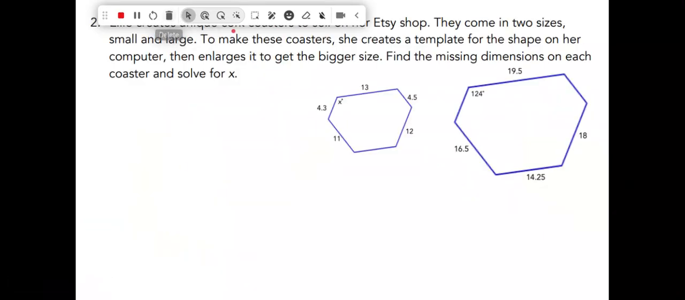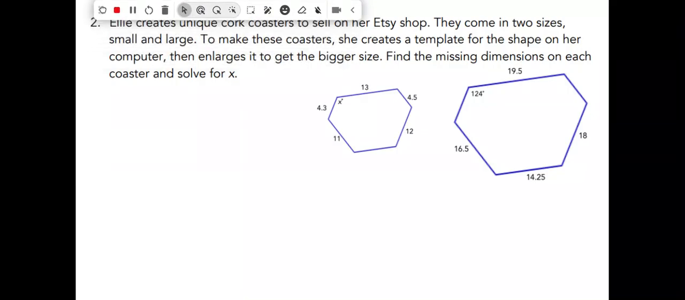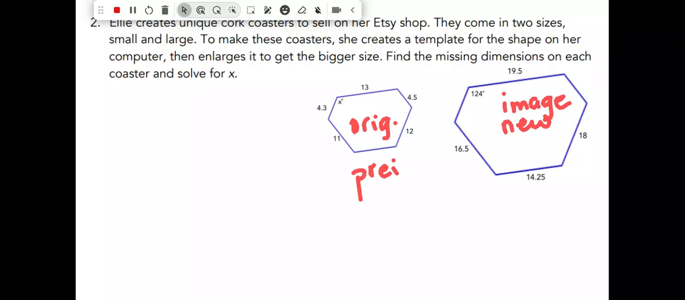All right, so now we've got an Etsy shop, and she's making some coasters that come in 2 sizes, small and large. To make the coaster, she creates a template for the shape on her computer and then enlarges it. So this guy is the new, also known as the image, right? If we're going to use fancy geometry. And this is the original, also known as the pre-image.